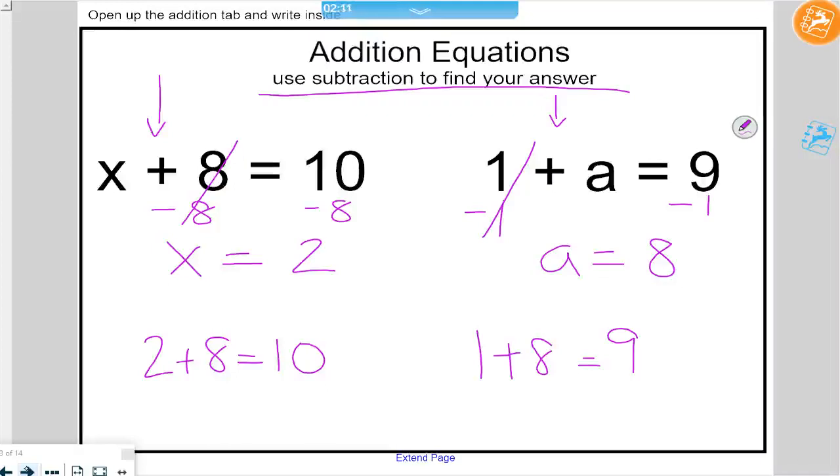Now, I understand that a lot of you are probably saying, Mr. S, I can look at that and know that x is 2, and I know that a is 8. I want you to make sure you always do the problem completely, because pretty soon, when we get our homework and later on, you're going to need to know how to do it with numbers that you can't do in your head so easily.